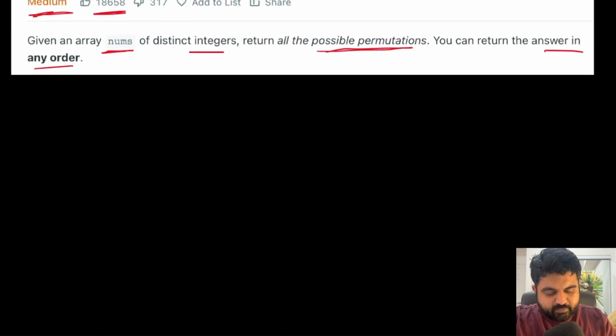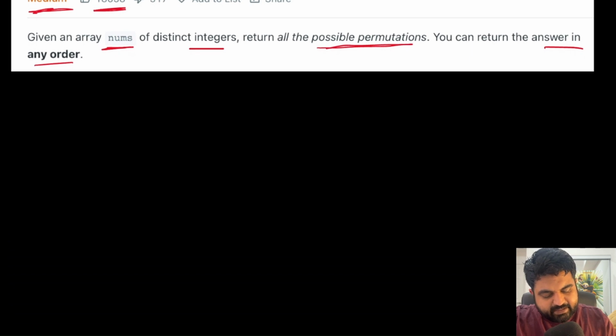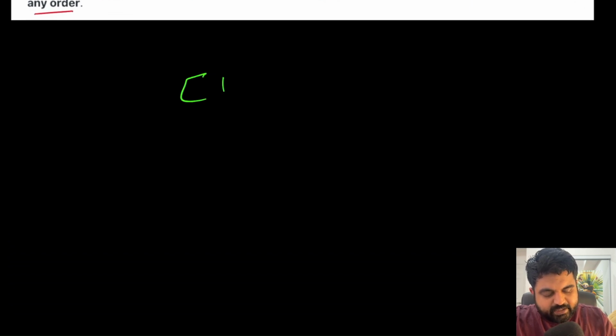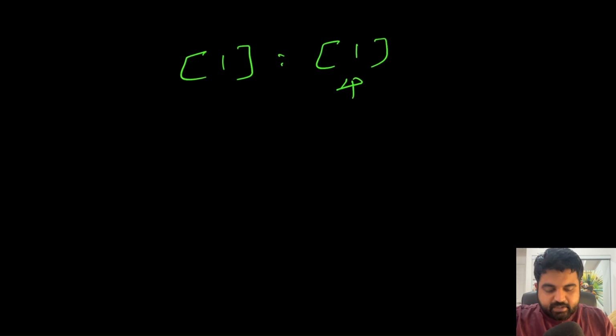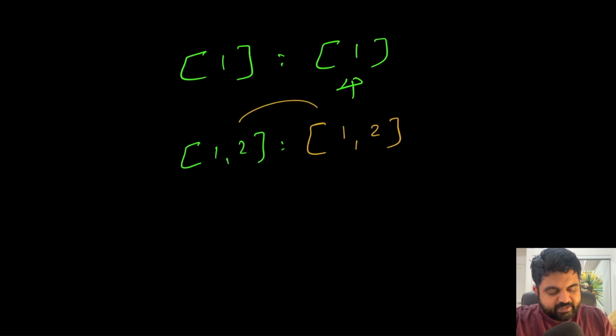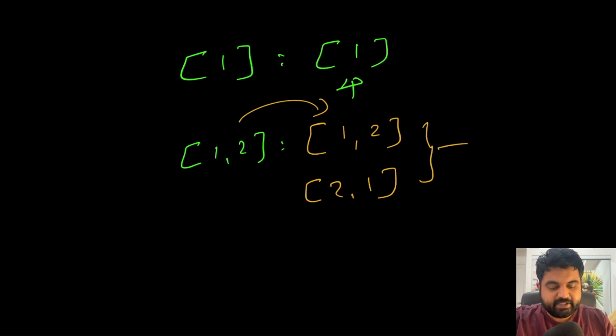So first, let's try to understand this with a few examples. Let's say that in the input we are only given one element, then we can only generate just one permutation. So this is what we need to return. But if we are given more than one element, let's say 1 and 2, then we can actually generate two permutations. The first permutation is going to be the same as it is. In the second permutation, we are going to have the values flipped around, 2 and 1. So these two are the permutations that we need to return.